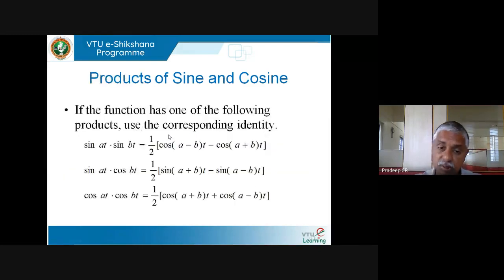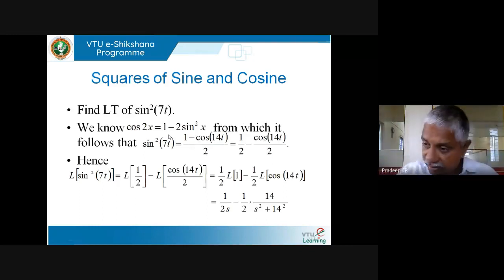Now this was a product of sine square, meaning sine into sine. Like sine square 7t means sine 7t into sine 7t.